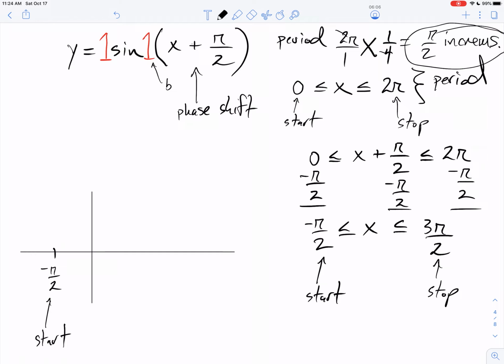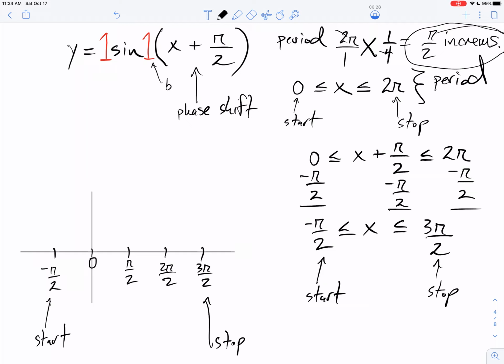I'm going to go up pi over 2 units. That would put me right here at 0. Then I'd go one more. That would be pi over 2. Then I would have 2 pi halves. Then I would have 3 pi halves. And that would be where I stop. Remember, I'm graphing one period of this function.